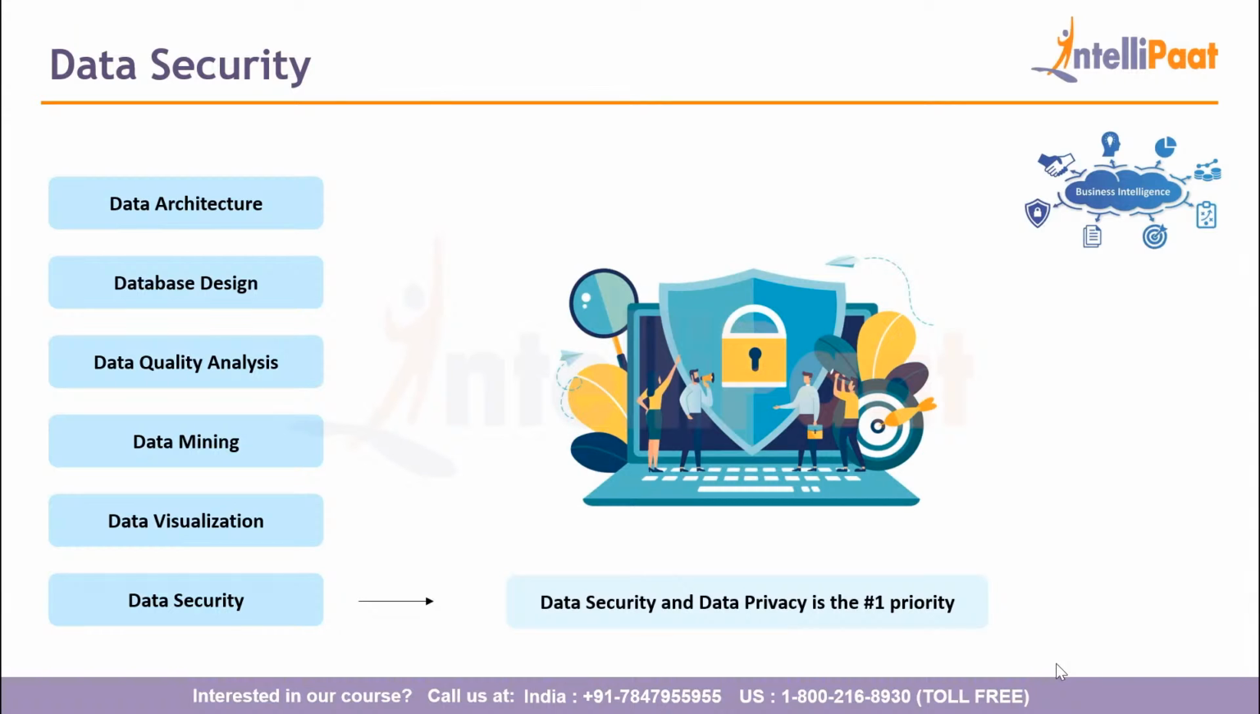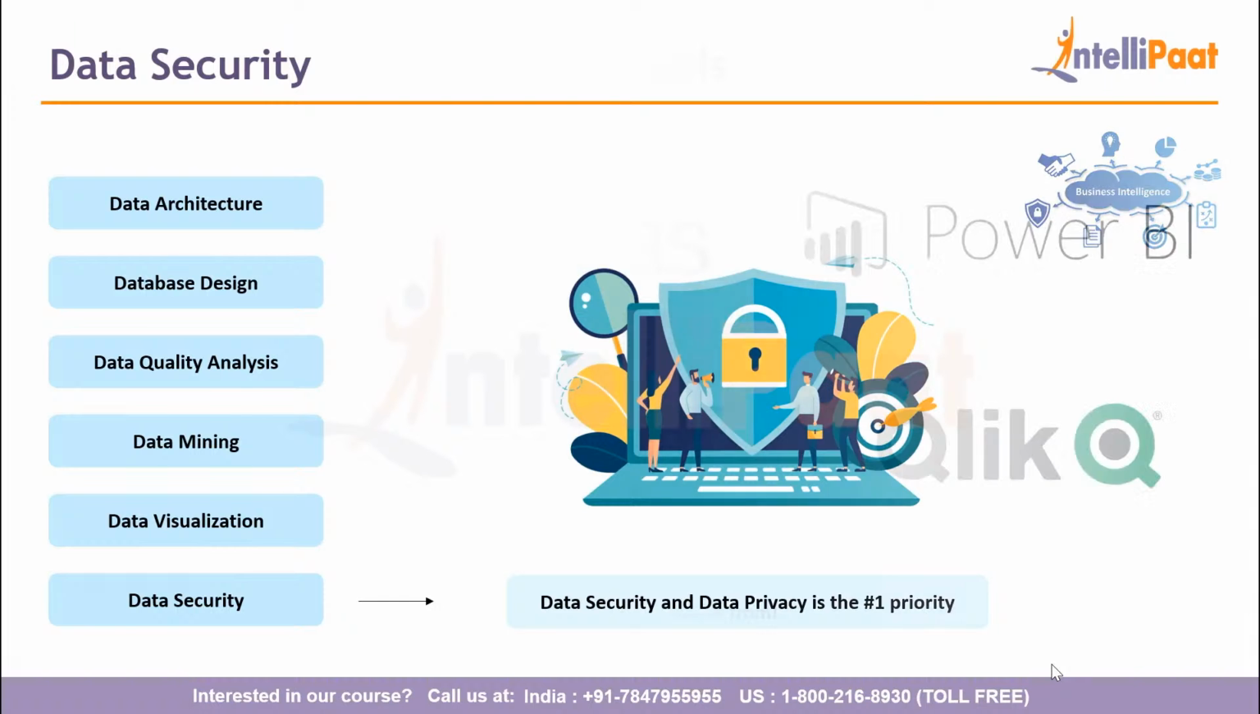Then comes data security. Everything, including analysis, data visualization, checking the data quality, database design, and having knowledge of data architecture, is about data. So we need to ensure that data security and data privacy is maintained for our company. It is the number one priority for any business. So these are the core fields, or you can say the skills and field knowledge you need to have for getting into, or mastering, the field of business intelligence.